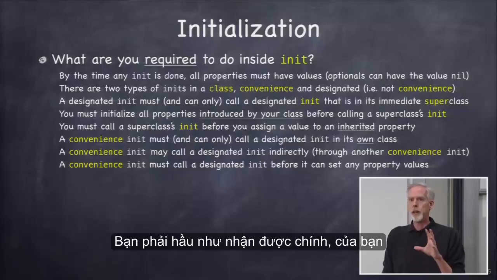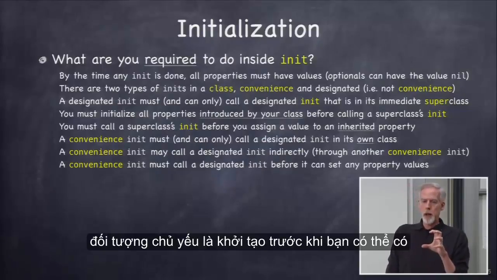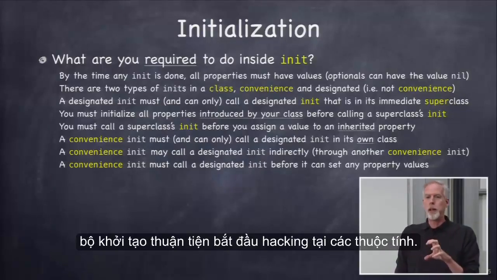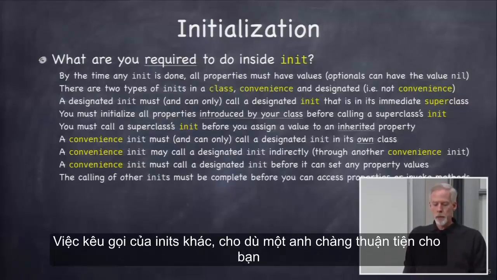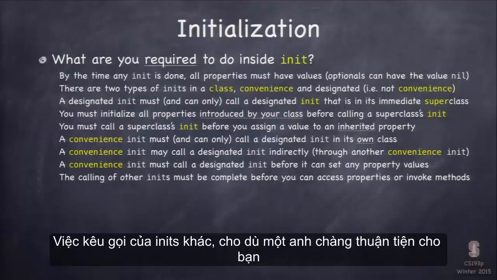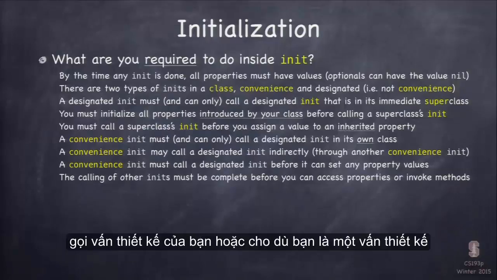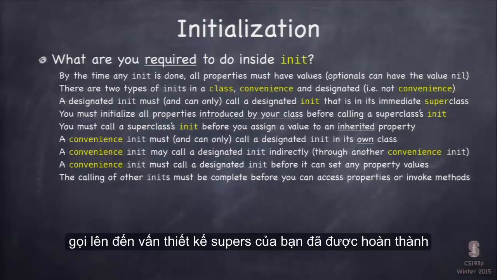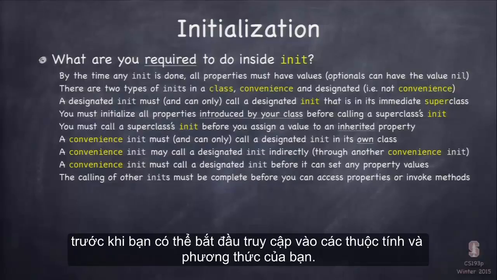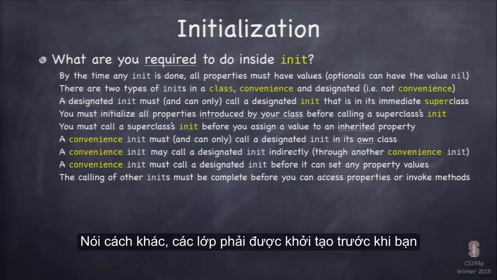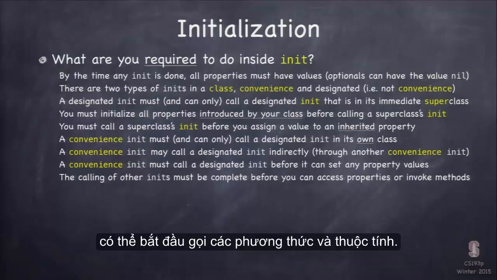Okay, you have to get your object primarily initialized before you can have the convenience initializer start hacking at properties. The calling of other inits, whether you're a convenience initializer calling your designated one, or a designated initializer calling up to your super's designated one, has to be complete before you can start accessing your properties and methods. In other words, the class has to be initialized before you can start calling methods and properties.